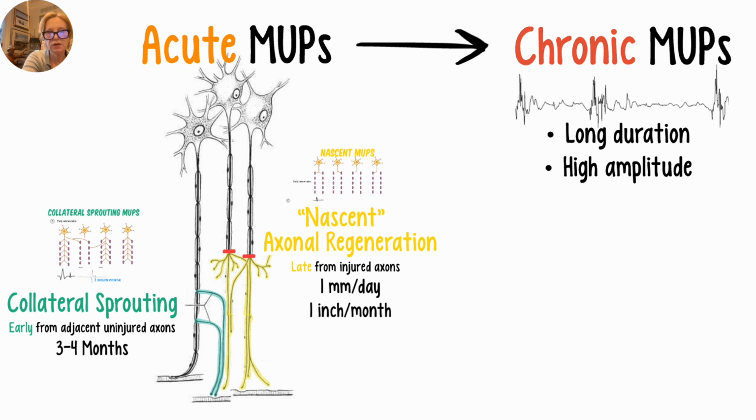But the first ones out of the block are those axons that were not injured, and then they look around and they say, oh, there's a problem here, and they start to collaterally sprout, and we see that at 3 to 4 months, and that's why we don't operate on closed injuries until 3 to 4 months. That's why we really don't even need an electrical study until then.